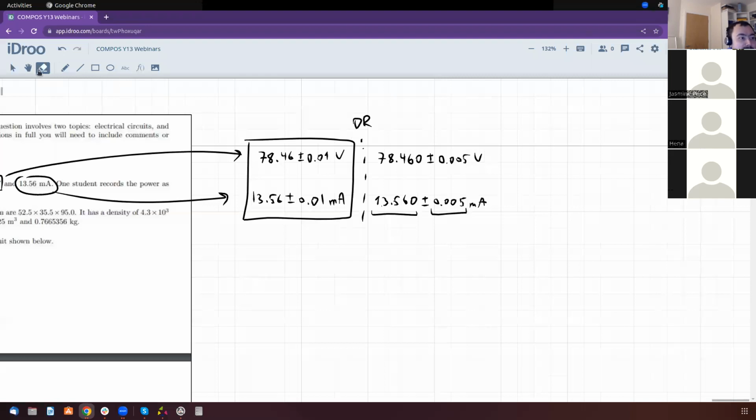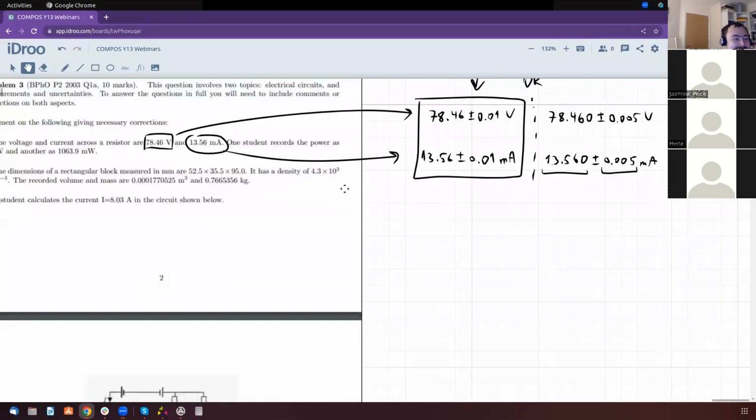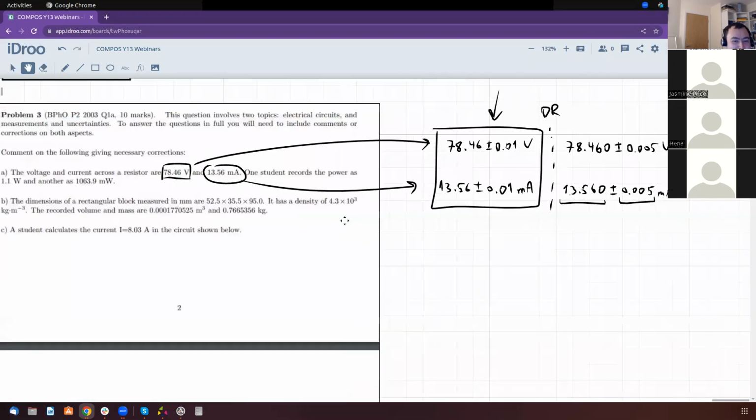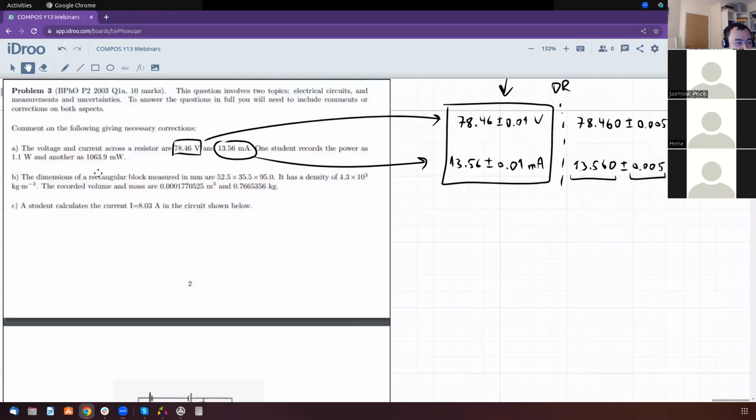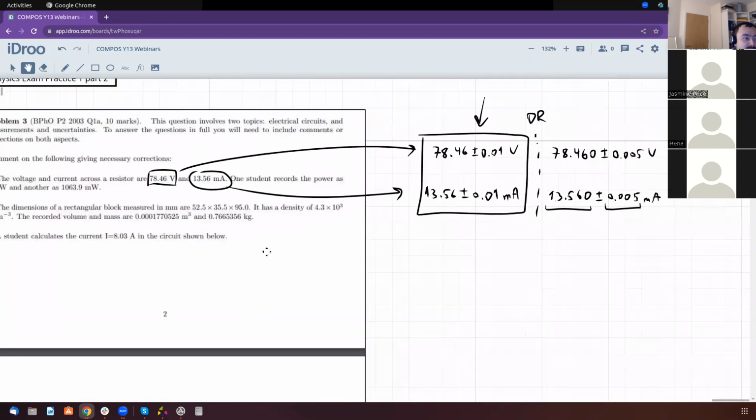So I would always choose this uncertainty, because this way you have a slightly bigger uncertainty, and you have a better chance of your value getting into the uncertainty. It just makes life a little bit easier. Anyways, what is the power? One student says it's 1.1, and the other student says it's 1063.9. Probably both of them are wrong, so let's try to figure out why.